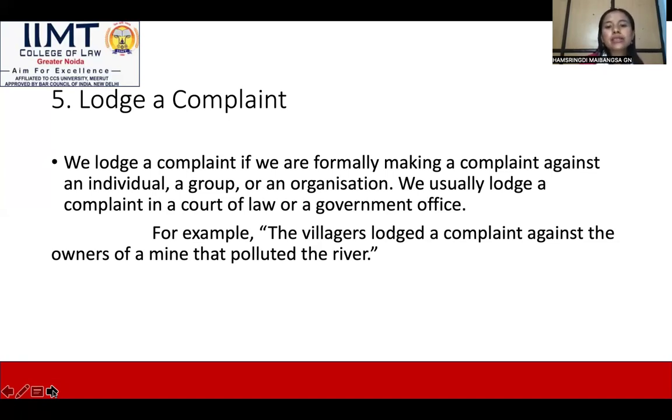In the example, you can see the villagers lodged a complaint against the owners of a mine that polluted the river. So the villagers had a problem with the owners of the mine since the river was getting polluted. So what they did was they wanted the authorities to take some action. So they lodged a complaint, which means they formally made a complaint to the authorities.